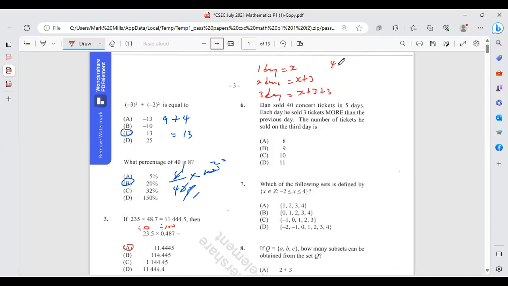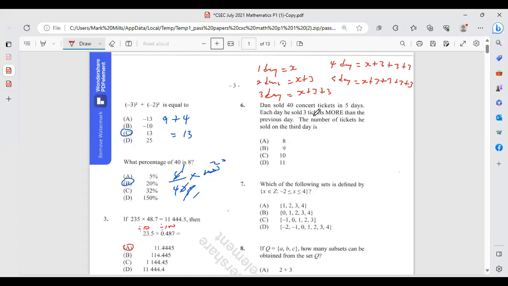The fourth day would have been X plus 3 plus 3 plus 3. And the fifth day would have been X plus 3 plus 3 plus 3 plus 3. So remember what they say. For the first day, we know that it is X. The second day would have been X plus 3. The third would have been X plus 3 plus 3. The fourth day, X plus 3 plus 3 plus 3. The fifth day, X plus 3 plus 3 plus 3 plus 3.